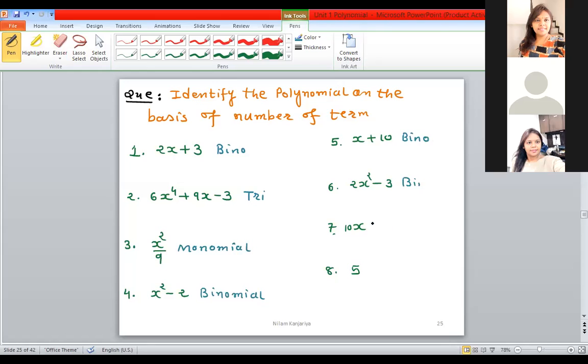Seven, it's a monomial. 7 is a monomial. Yes, also monomial. Okay, is this definition clear?